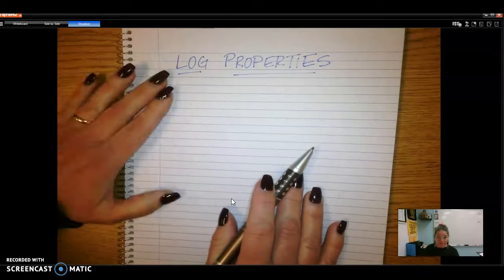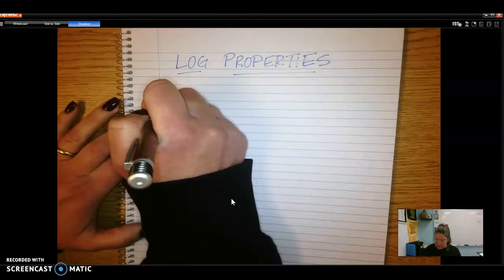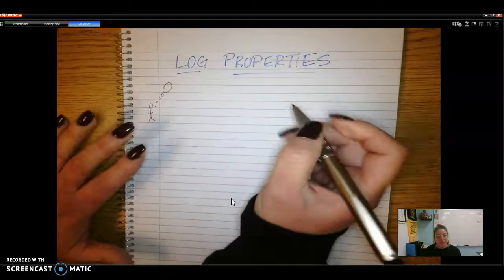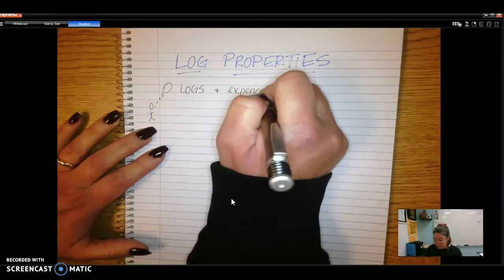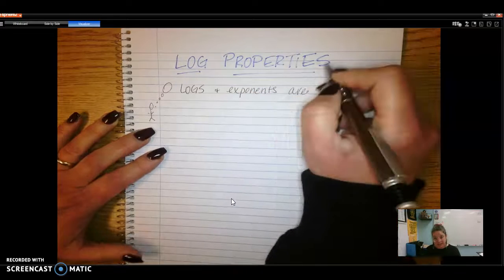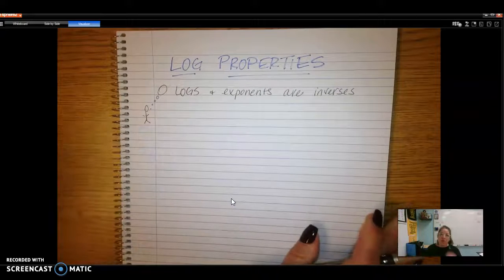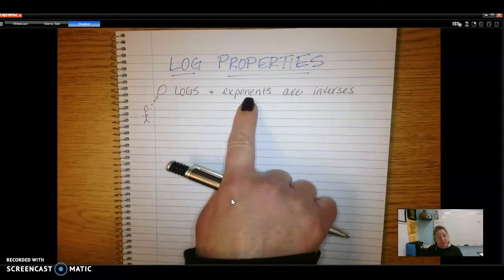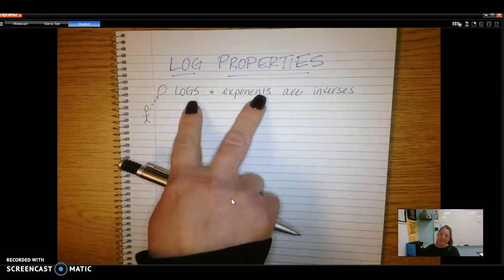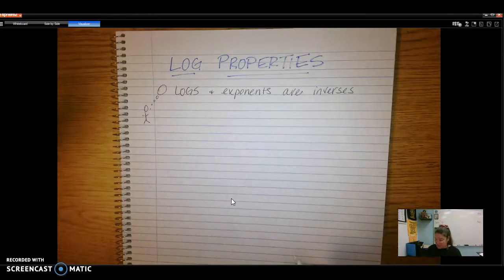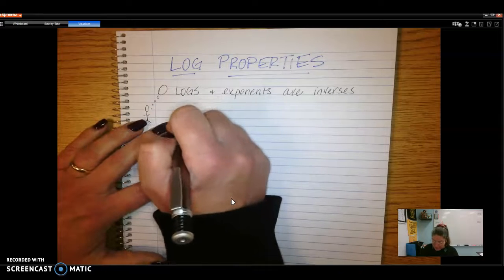So remember, the first thing that you need to remember, and I want you to be thinking about this as we're doing these and as we're talking about them, is that logs and exponents are inverses of each other. They're inverses of each other. And so there are some exponent rules and properties that apply to logs as well because they're, again, inverses of each other.